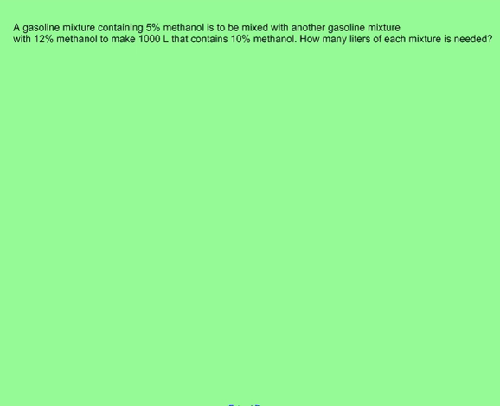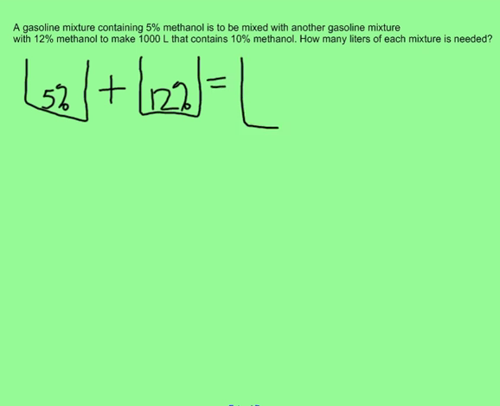This is the same question from the previous video, and what we're going to do this time is solve this using algebra. If you remember, we've got 5% methanol to be mixed with 12% methanol, and that's going to come out to a mixture of 1,000 liters containing 10% methanol.